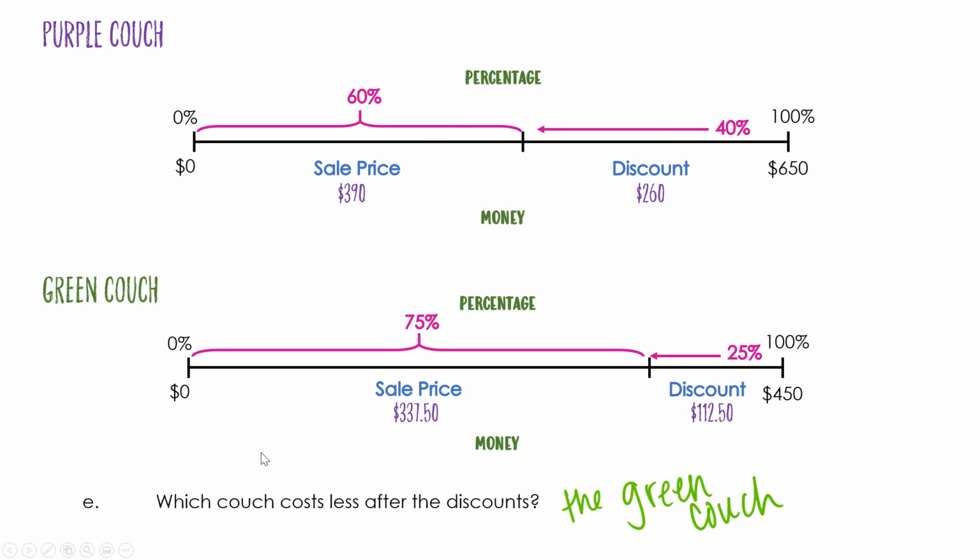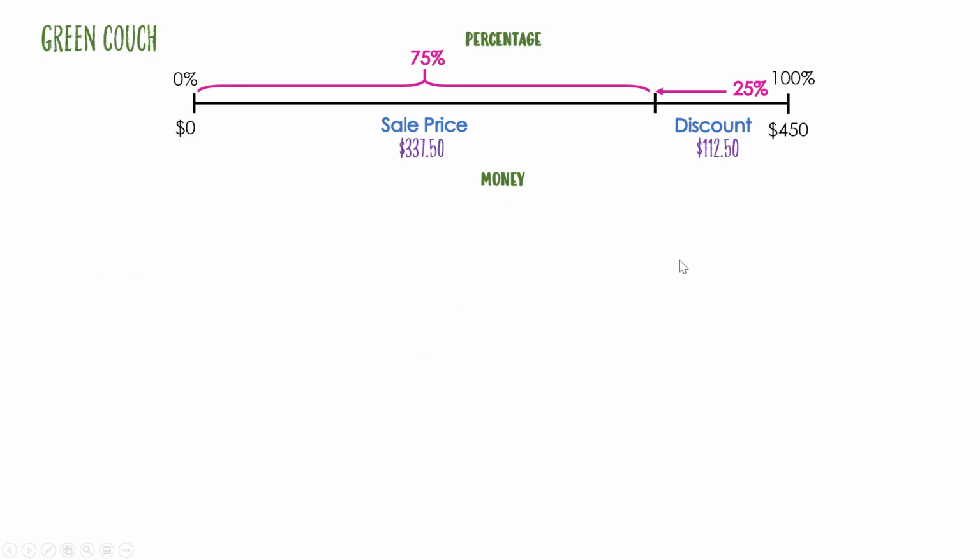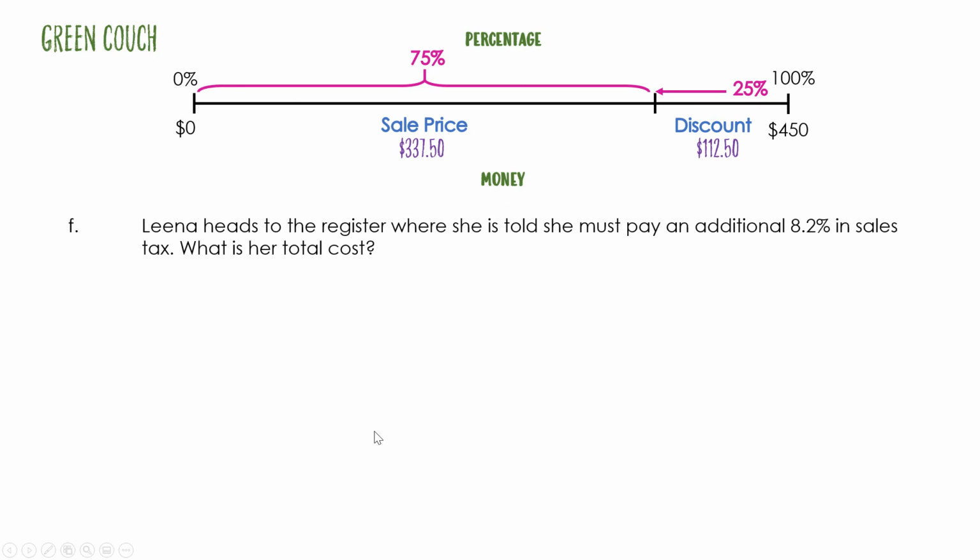Okay, but we are not done there. All right, here's the green couch again, the information that was on the last screen. Lena heads to the register where she's told she must pay an additional 8.2% in sales tax. What is her total cost?